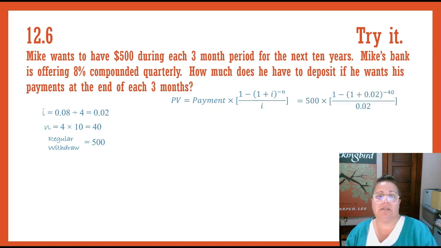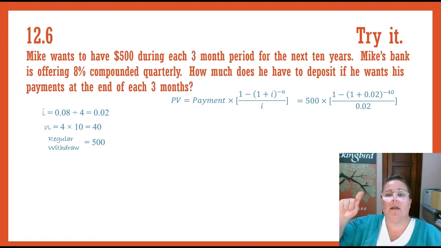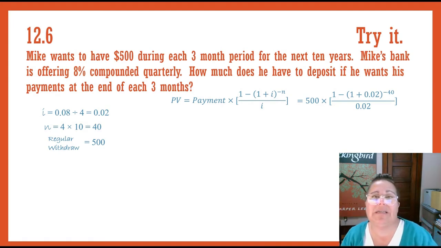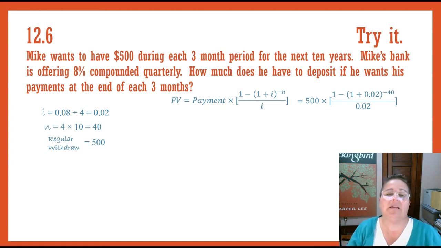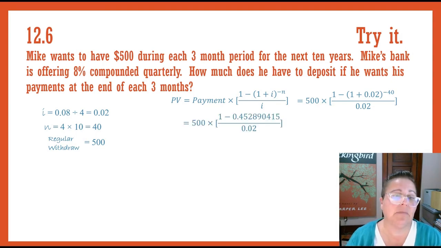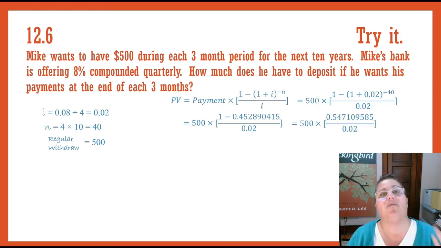Using my substitutions, this will look like 500 times, big parentheses, 1 minus 1 plus 0.02 to the negative 40th power divided by 0.02 again. I am going to do what's in parentheses, 1 plus 0.02 to the negative 40th power first. So I'll have 500 times 1 minus 0.452890415. Divide that by 0.02, or 500 times 0.547109585 divided by 0.02.